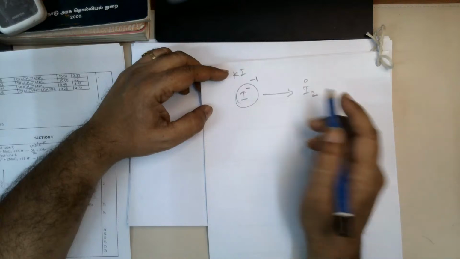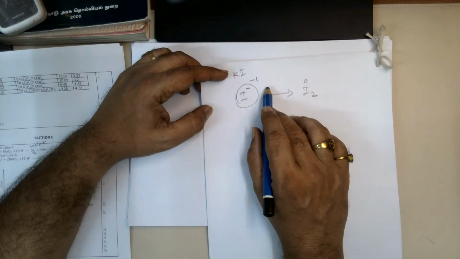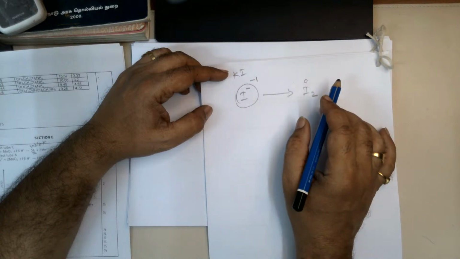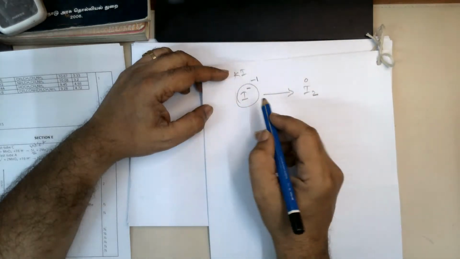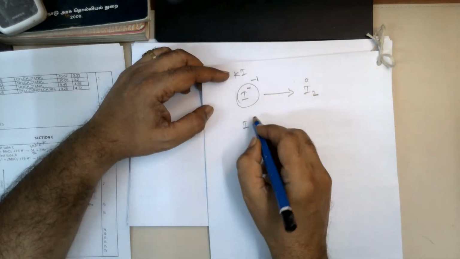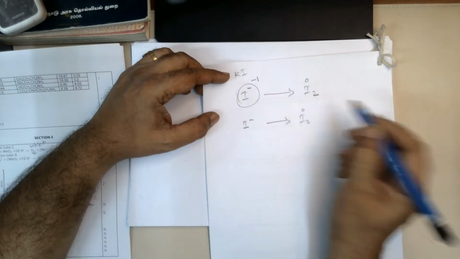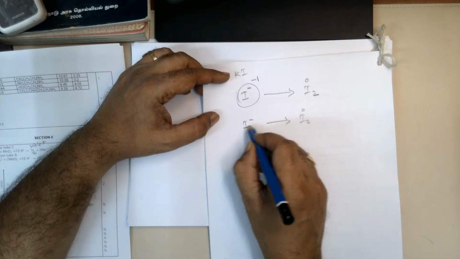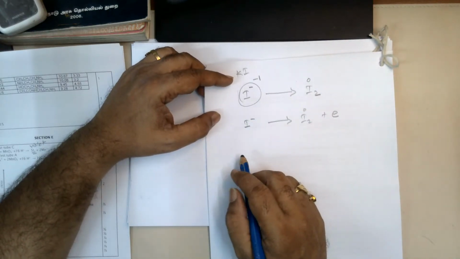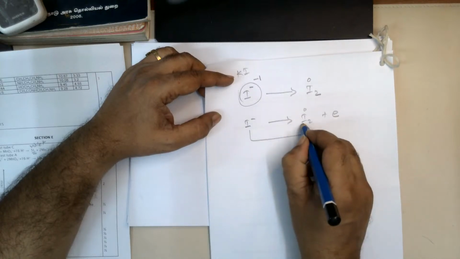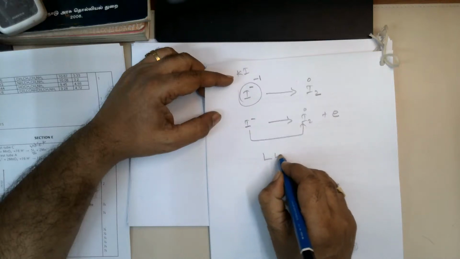So -1 becomes 0 means whether it is addition of electron or loss of electron? Not addition. I2 is 0, and this is -1. When I put minus, it means -1. So one electron is lost. Do you understand? So this is the loss of electron, and we say loss of electron is oxidation.